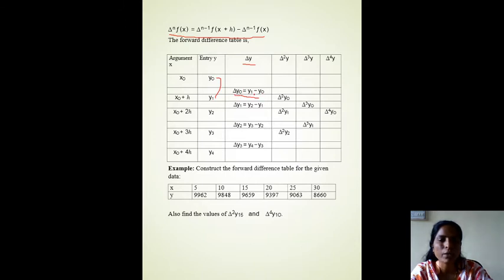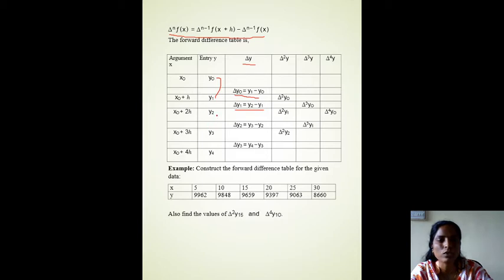Because delta y naught is y1 minus y naught. So remember how to take difference. It's succeeding minus preceding value. So पुढचा वजा मागचा. So remember this. So this is delta y naught is y1 minus y naught. Now this difference of these two you have to write in between. So this gives you delta y1 and this is पुढचा minus मागचा. So y2 minus y1. So this is your delta y1.